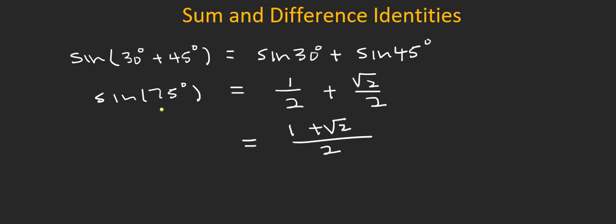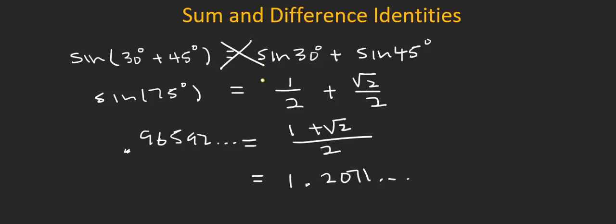Now the left side, what is sine of 75? At this point you need a calculator. When you use your calculator, you'll notice that sine of 75 is 0.96592, and it goes on. And on the right side, quantity 1 plus radical 2 over 2 is actually 1.2071, and goes on. So you can see these two are not equal to each other. You've got to be careful when you solve this type of problem.